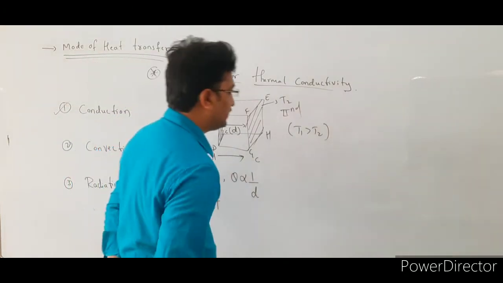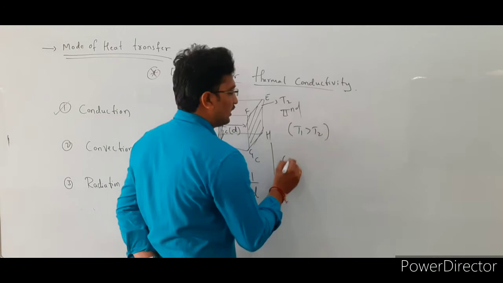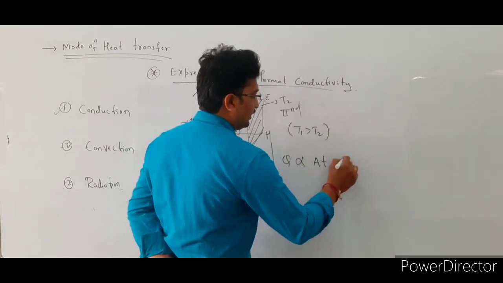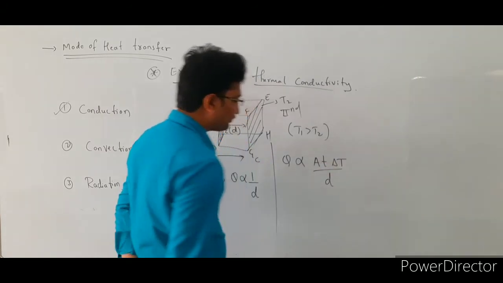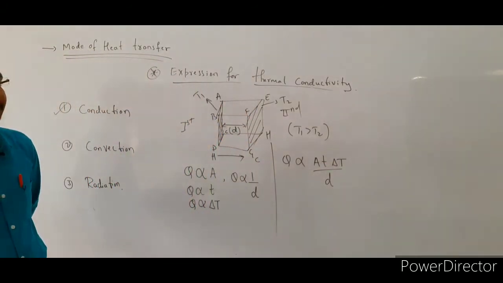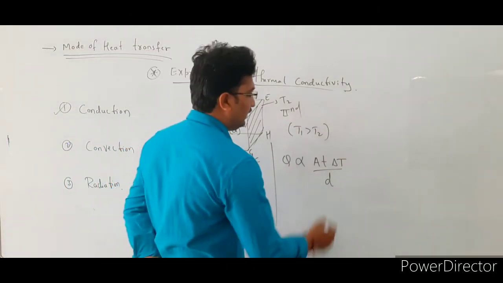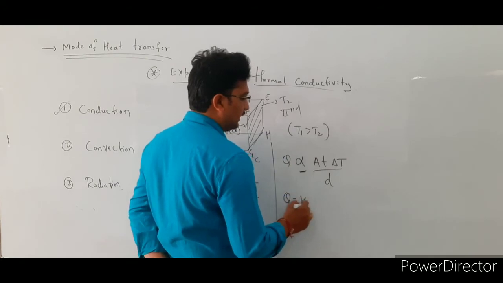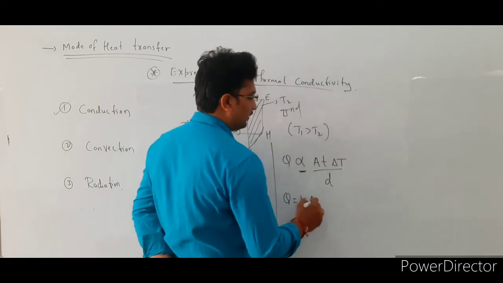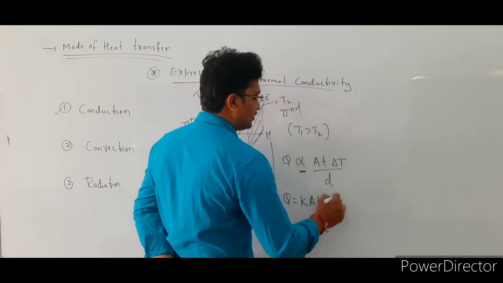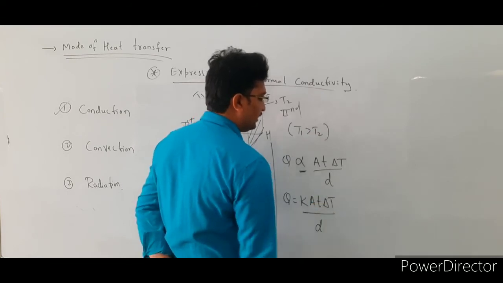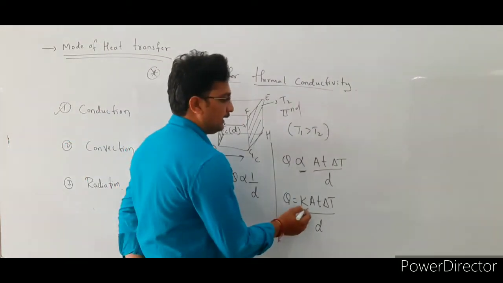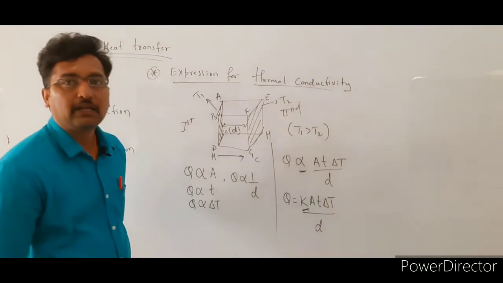Okay. So from all these relations, Q is directly proportional to area, time, and change in temperature divided by d. To remove this proportionality, we use an extra term, that is K. Q is equal to K into area into time into change in temperature divided by d. Here K is the coefficient of thermal conductivity.